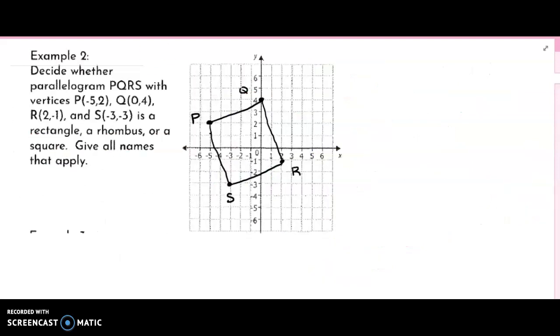All right, let's look at example 2. Now, example 2 is a lot like example 1. So it says, decide whether parallelogram PQRS with these vertices, and you should already have them plotted, is a rectangle, a rhombus, or a square. Give all names that apply. All right, so I want you to use example 1 that we did as a reference, and I want you to work through this and decide what shape this is, and then we will go over it.